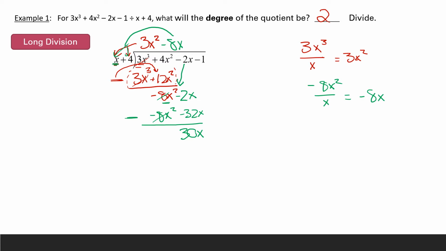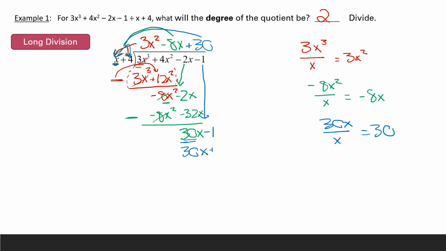Now I need to bring down this constant, negative 1, and I'm going to divide again. I'm going to divide the first part of my divisor into the first part of, I guess, we could call this part of the dividend here. So we're dividing and we get 30x divided by x, and that's going to give me 30. That goes on the top, plus 30. It gets multiplied back into these two pieces.